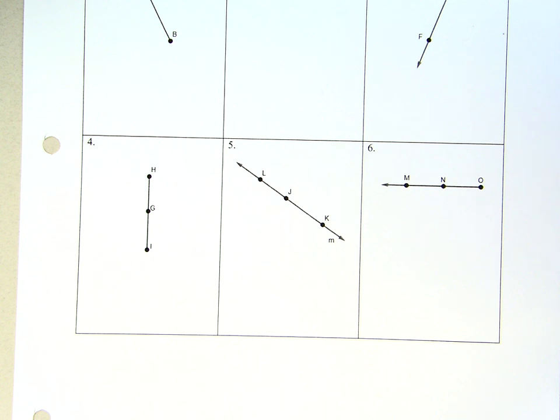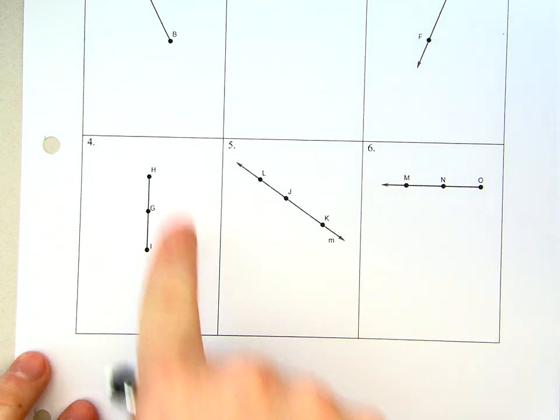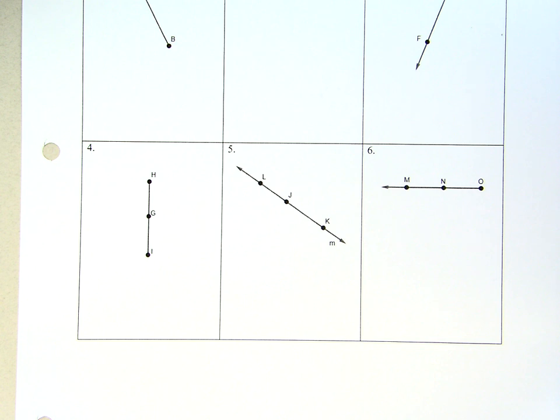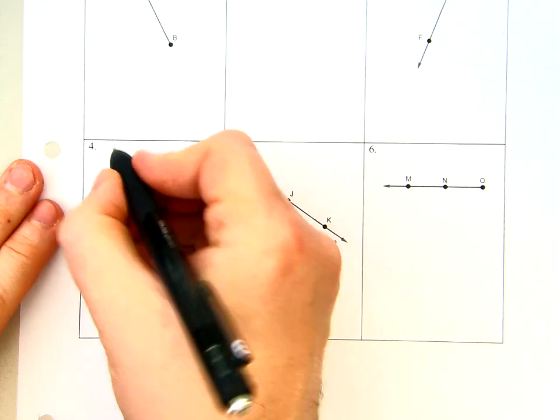Number 4. 2 things we're going to do. First of all, line, ray, or segment. Don't say it. Get it in your head. I'm going to count to 3 in a moment. You're going to tell me what it is. Number 4. We're looking at 4. Have your answer in your head? 1, 2, 3. It is a segment.